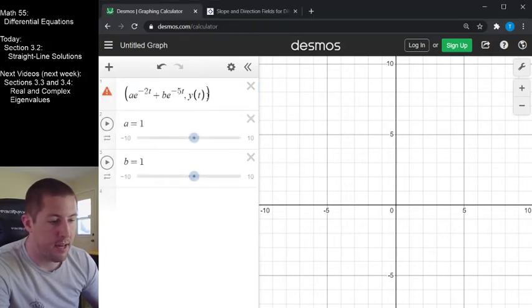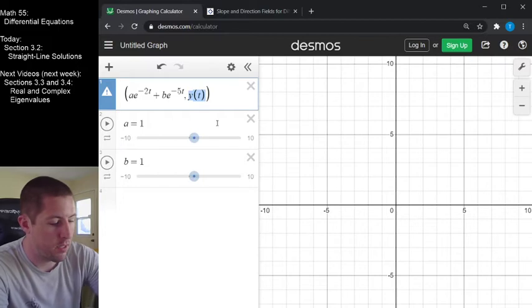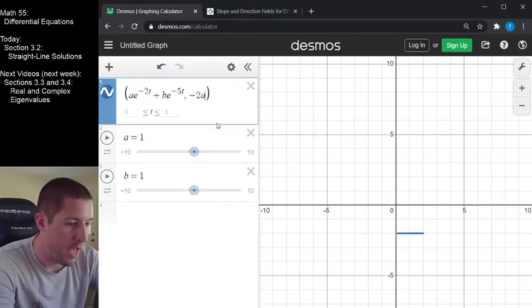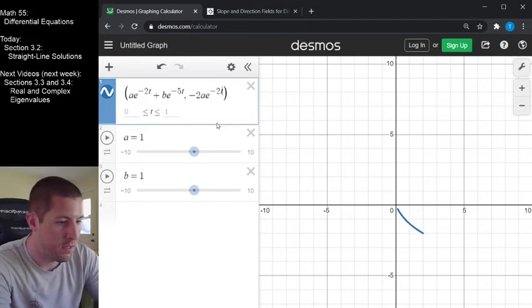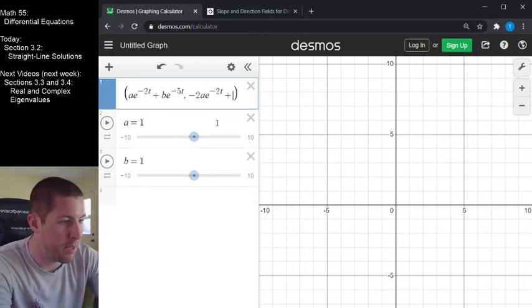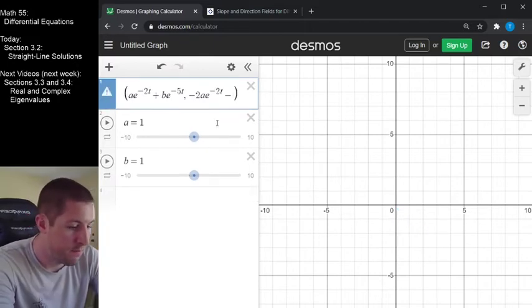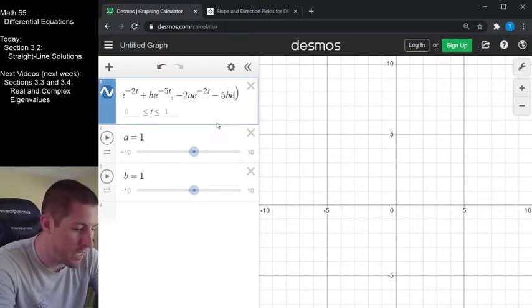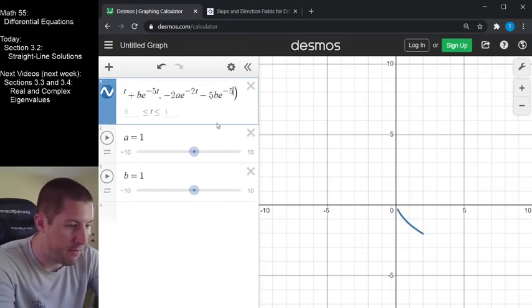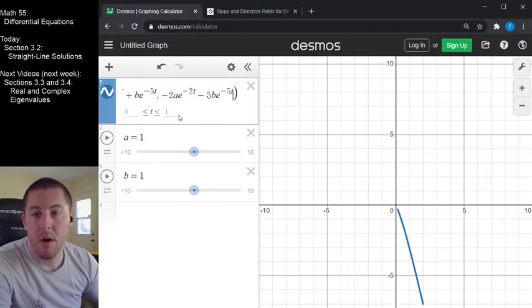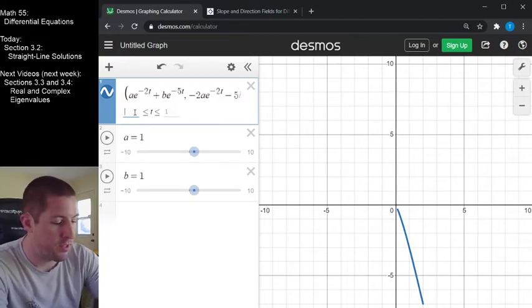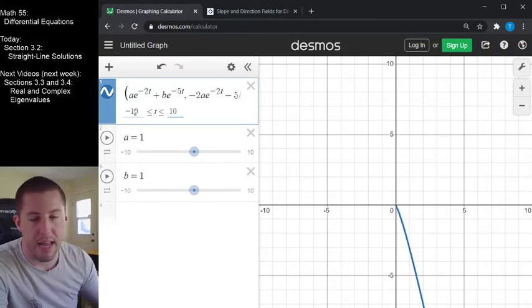I'm definitely going to add those sliders. Now I'm going to throw in my y parts, which should be -2a e to the power of -2t minus 5b e to the power of -5t. It's got me wrapped up right there. And now I'm always going to want to do something like -10 to 10, to extend the bounds over which I'm looking at this.